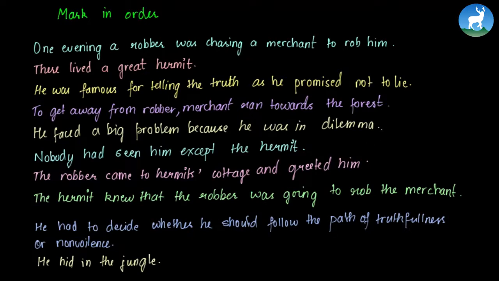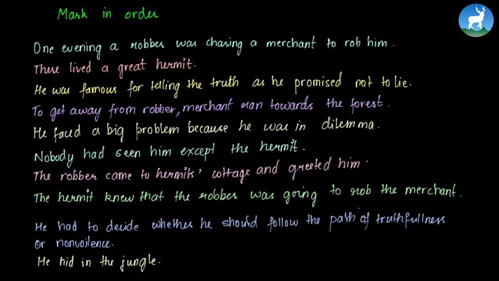Next, nobody had seen him except the hermit. So this also comes towards the end of the story. The robber came to hermit's cottage and greeted him. So once the robber comes to hermit's cottage, he realizes that the robber is going to rob the merchant, and then he comes in a dilemma, the hermit.